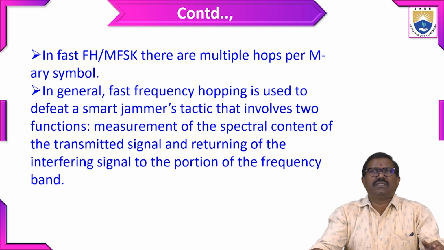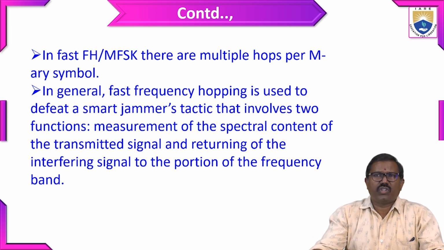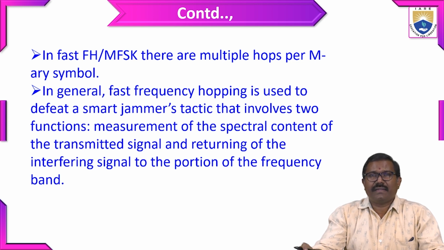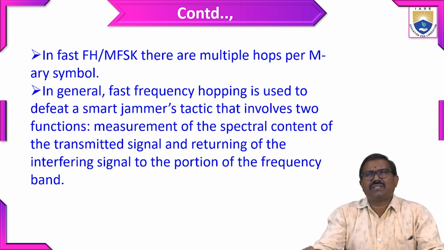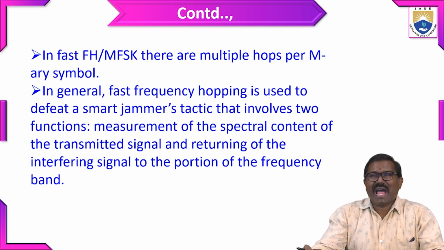So in fast FH-MFSK, there are multiple hops per M-ary symbol. We already know M-ary means M equals 2 to the power K. In general, fast frequency hopping is used to defeat a smart jammer tactic that involves two functions: measurement of the spectral content of the transmit signal and retuning of the interfering signal to that portion of the frequency band.